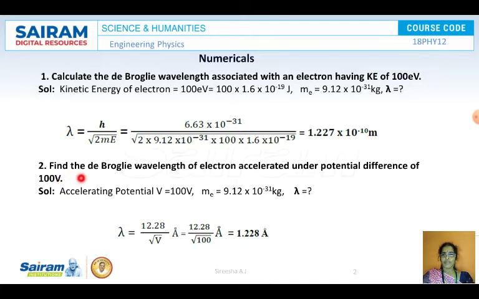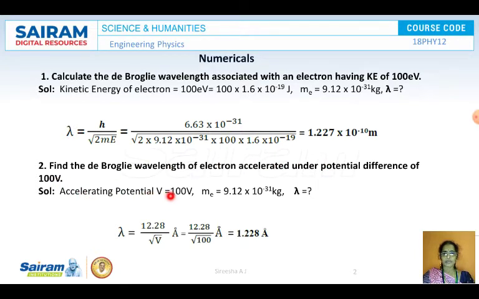Next, one more. Find the de Broglie wavelength of an electron accelerated under a potential difference of 100 volts. When the electron is accelerated through a potential of 100 volts, we know the de Broglie wavelength lambda is given by 12.28 by root V angstrom. This is the formula which we have to use to calculate the de Broglie wavelength when it is accelerated through a potential difference of V.